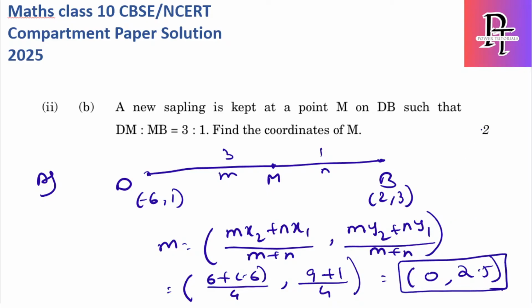So always write the formula for a 2 marks question. Definitely this will carry half a mark. So make sure to write the formula first, then substitute and get the answer. And draw this diagram as well. I don't think it will carry marks, but still it will be useful for your calculation part.